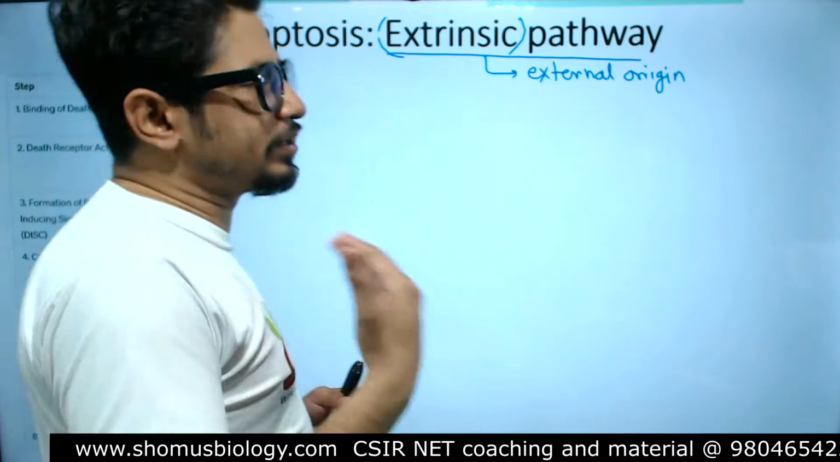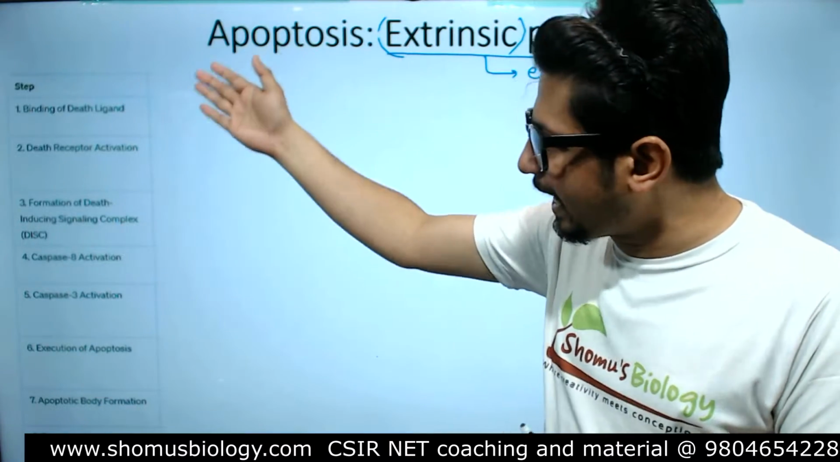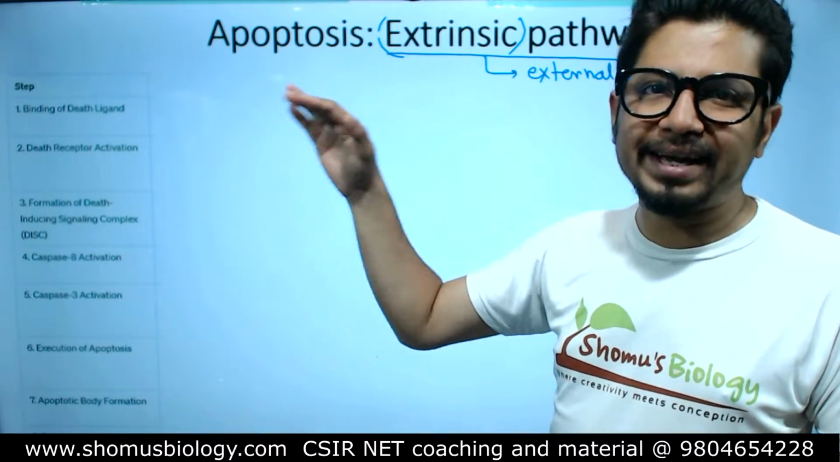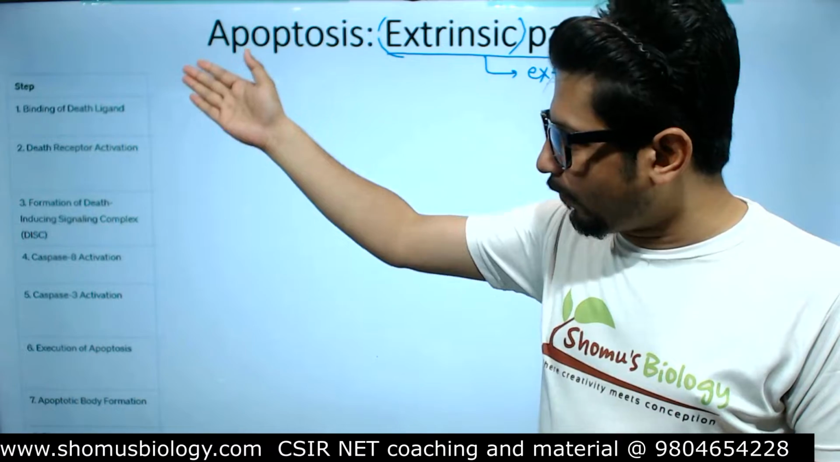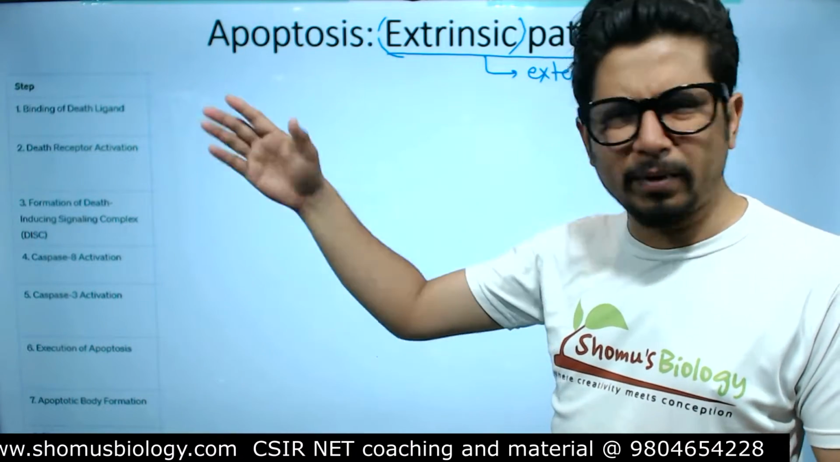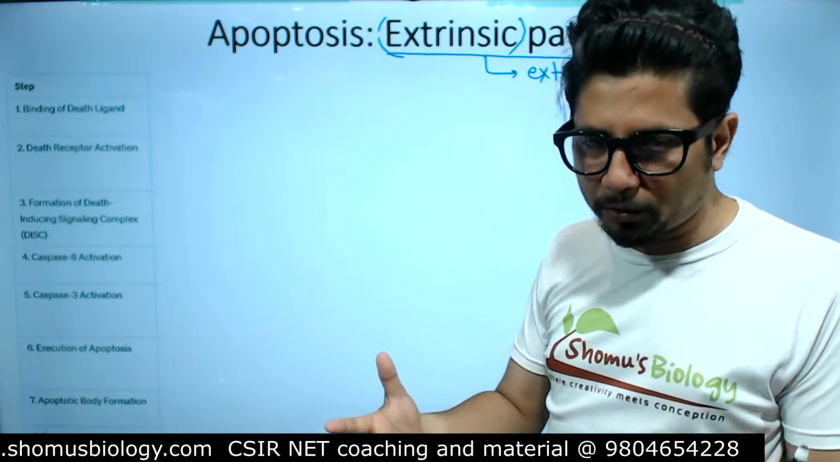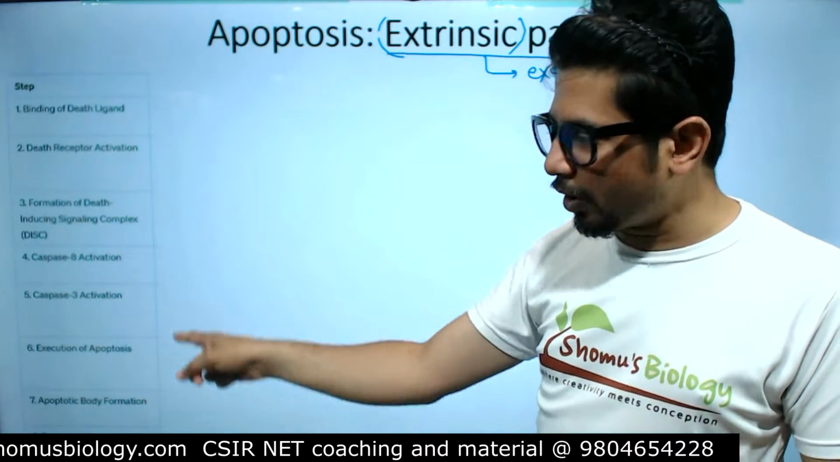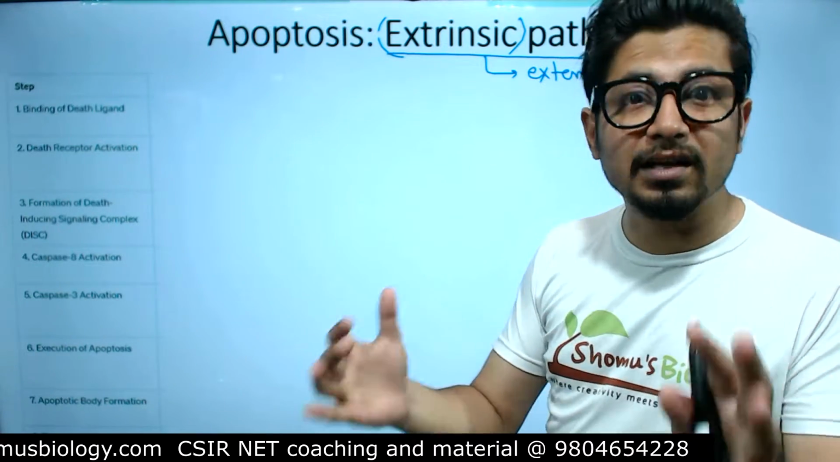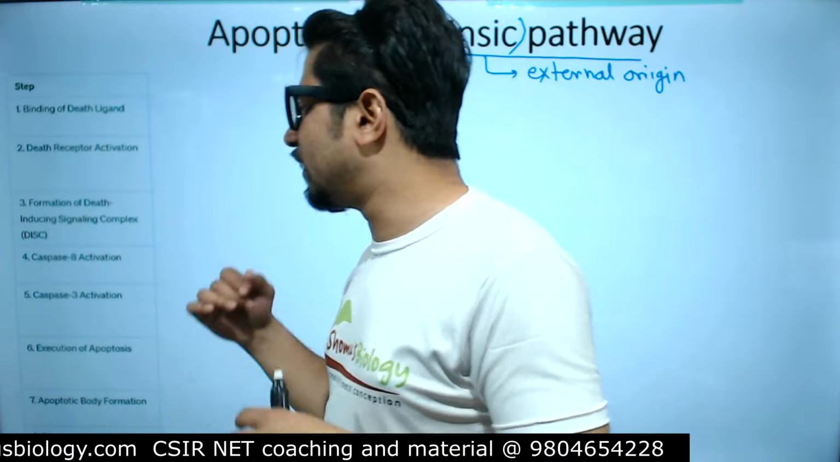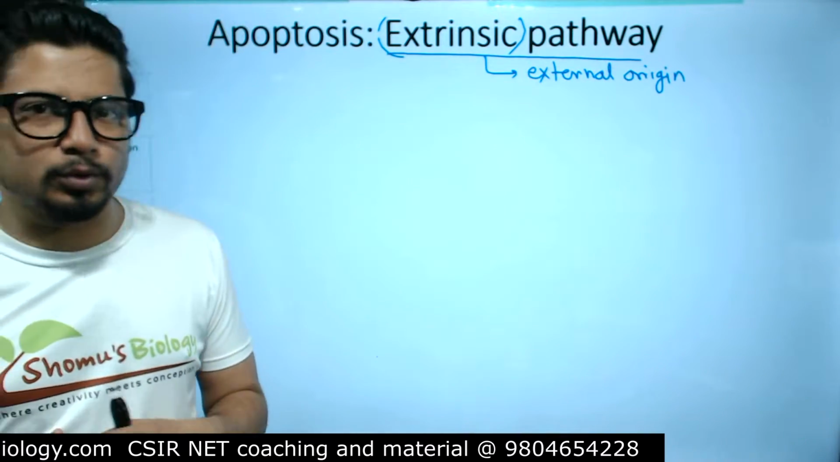To understand the extrinsic pathway of apoptosis, we've listed 8 simple steps. We'll follow these 8 simple steps. You don't need to mug it up, because I'm going to explain it to you. Once explained, then look at all these 8 different steps. It will be crystal clear, guaranteed. So let's first talk about the process of extrinsic apoptosis.